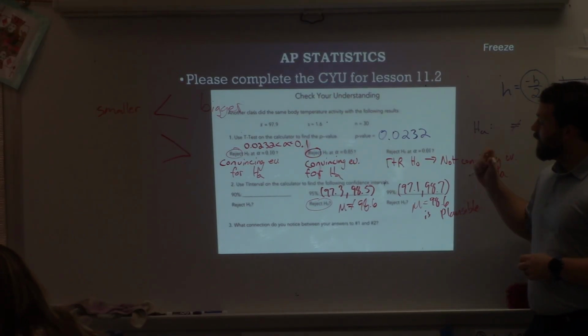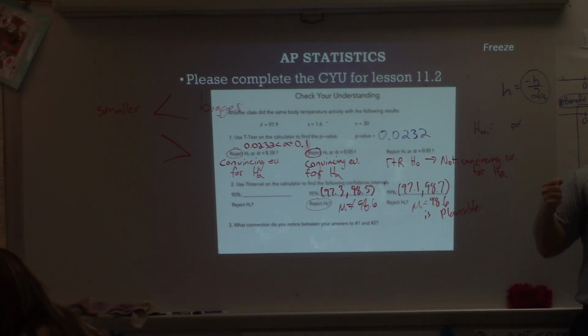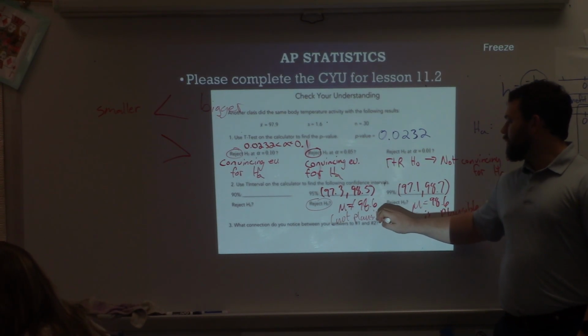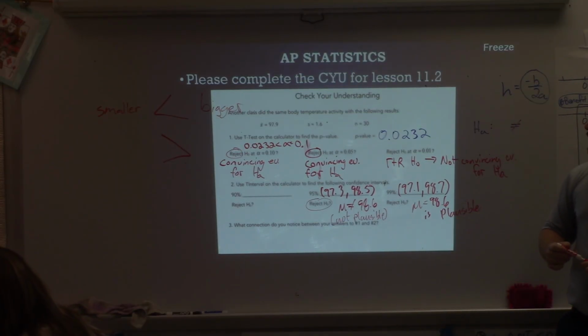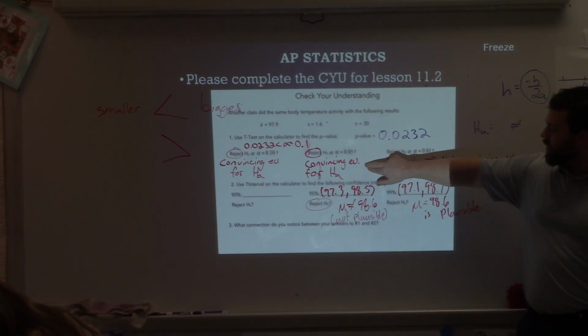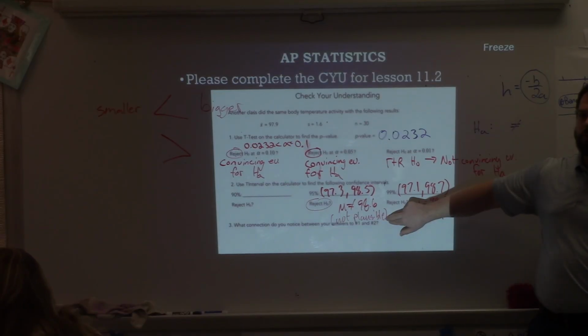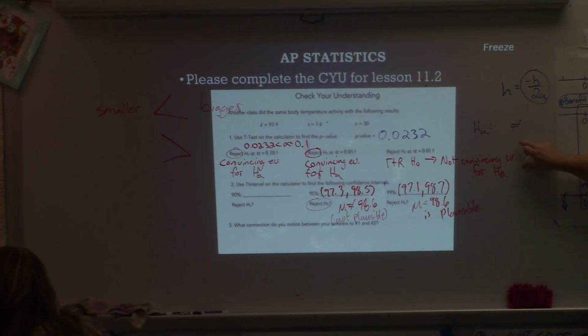Do not forget, all an interval is telling us is plausible values for the parameter. Not for a population set of measurements, not for a statistic, not for a sample number of measurements. It is a plausible parameter. All right. So, please note, if there is convincing evidence for the alternative, the null is not plausible, right? If there's not convincing evidence for the alternative, that original value is plausible.